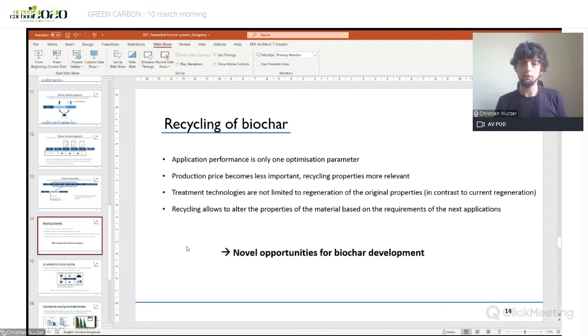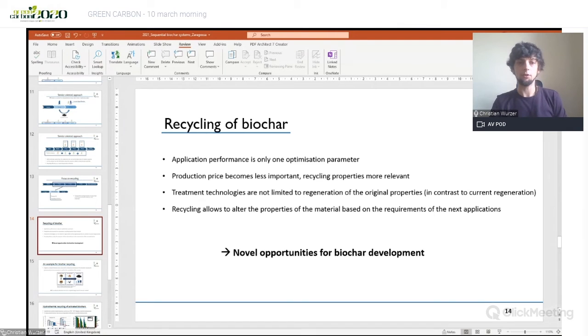And what it also means is that we can talk about recycling of biochar, which means treating a biochar so that it can be used for a different application afterwards. So that implies that your application performance is only one optimization parameter now in this concept. So you're changing the perception a little bit. Your production price becomes less important, while your recycling properties are more relevant.